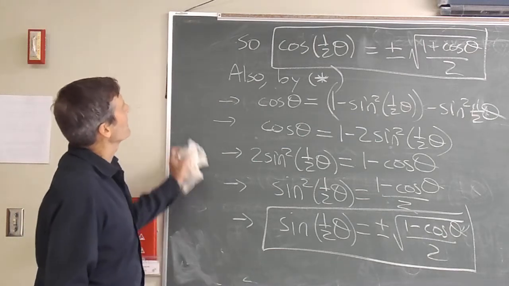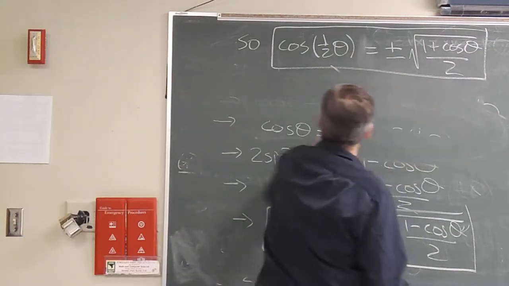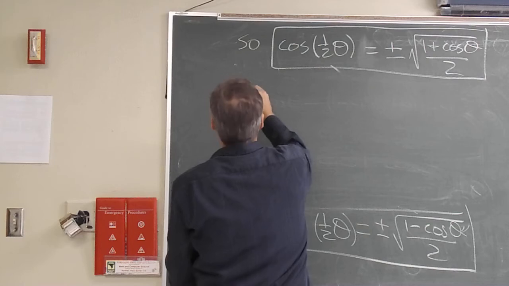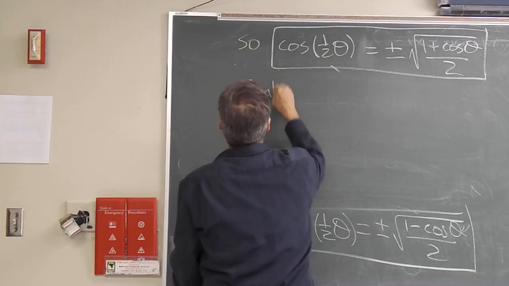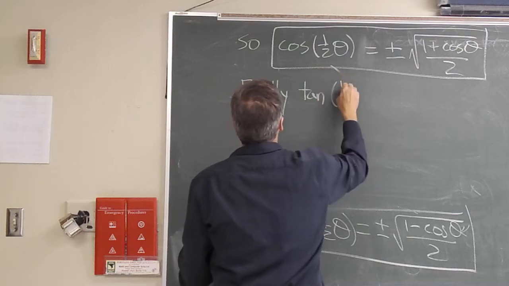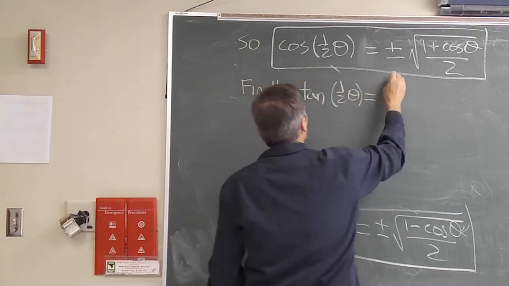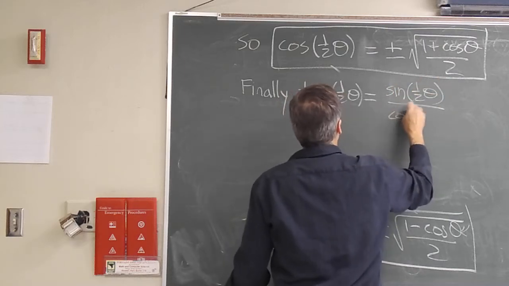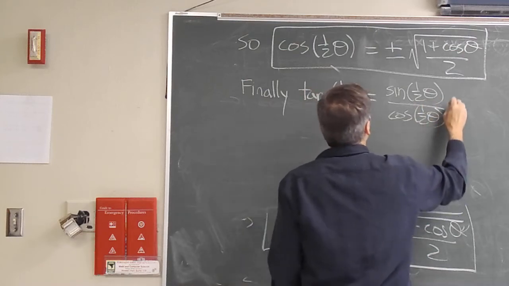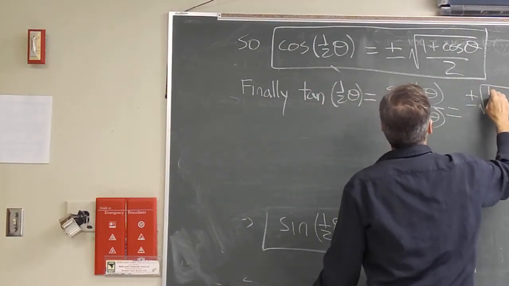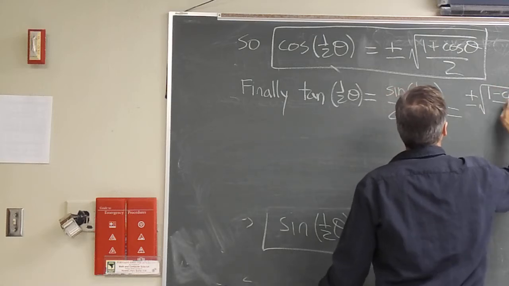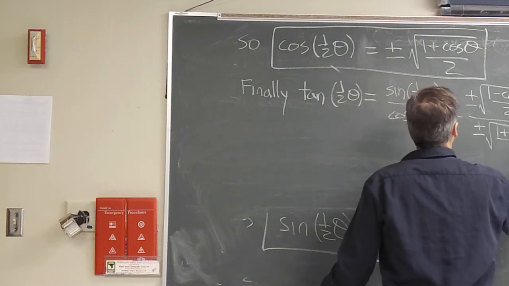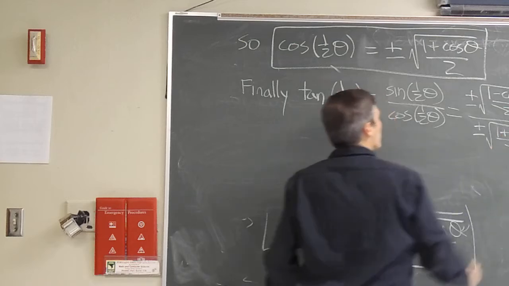Well, if we have a half angle identity for sine and cosine, we've immediately got one for tangent, right? Because tangent is the quotient of sine and cosine, so we take plus or minus the square root of 1 minus cosine theta over 2, divided by plus or minus the square root of 1 plus cosine theta over 2. The square root of 2 on the top and bottom cancel.